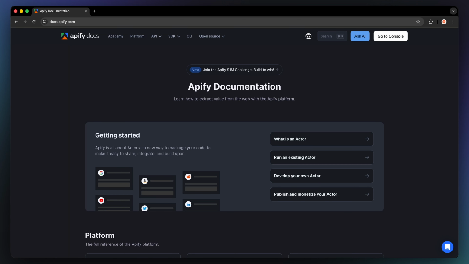If your idea passes this checklist, you're on the right track to a successful actor. If you want to learn more, check Apify Academy, where you'll dive deeper into how to choose and validate ideas.